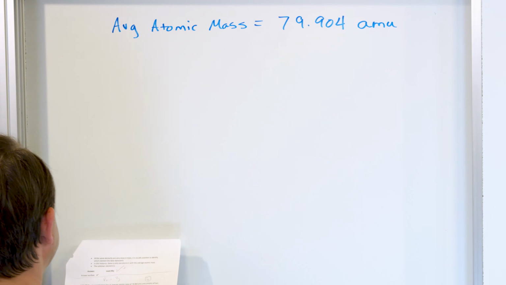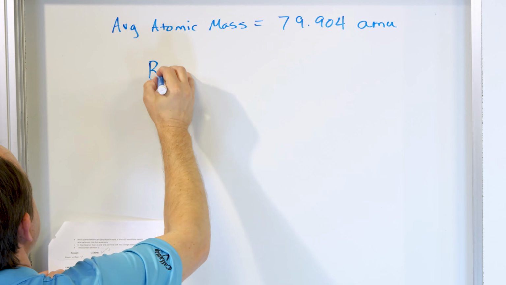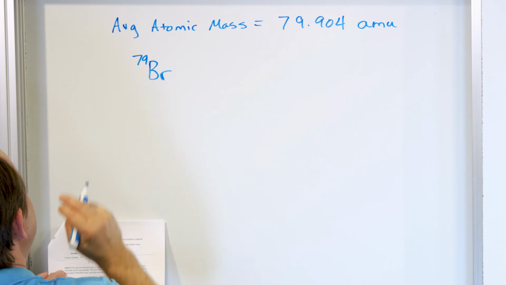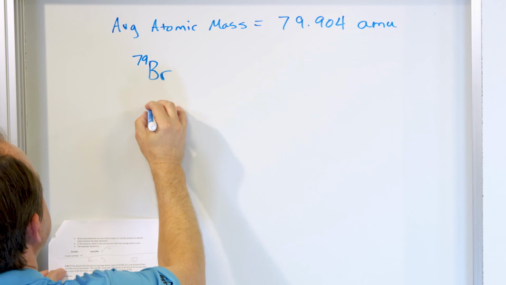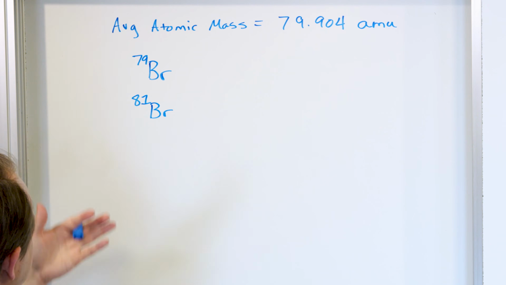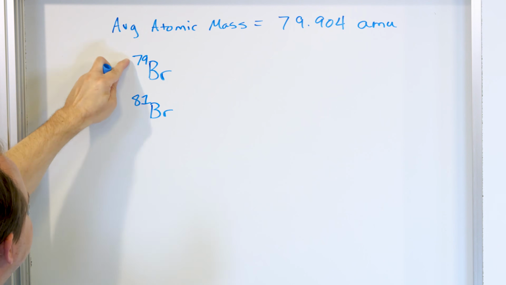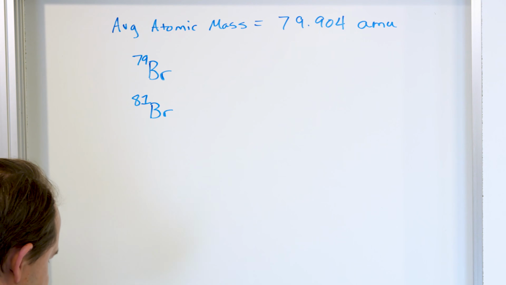But then we're told that there are two naturally occurring isotopes. One of them is bromine 79, that's a mass number of 79, and one of them is bromine 81. That's a heavier version with extra neutrons. How many extra neutrons? Well, 2 extra neutrons. You can see that the mass number is 2 higher. So this is a heavier version of bromine.